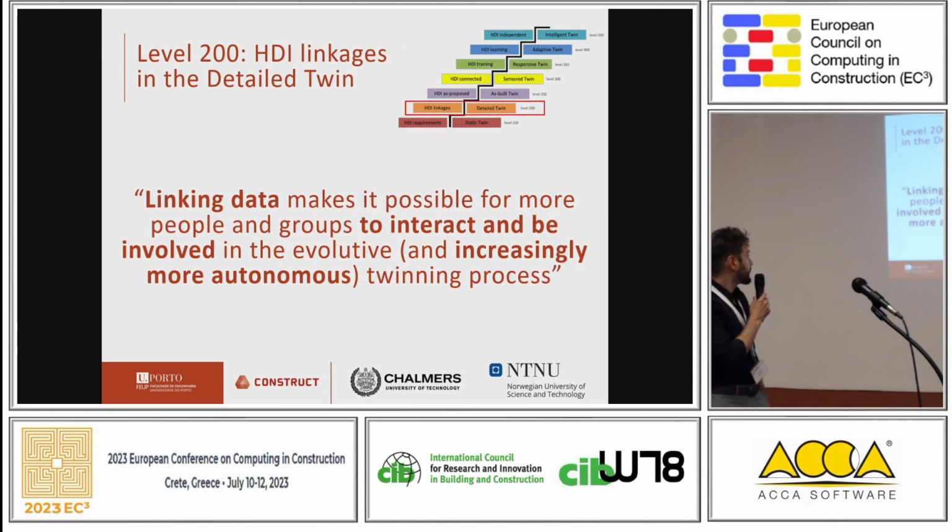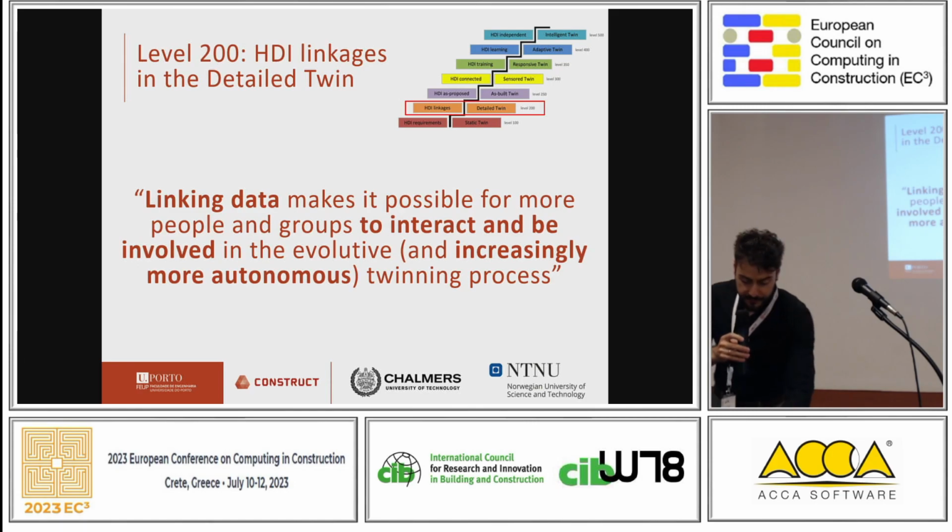In the second level, where we have the detailed twin, where we start adding more and more details and we make our digital twin much more nuanced, we have what we call HDI linkages, where after we understand the requirements for human data interaction, then we understand the different things that connect the different parts of this whole process, right? And that way we want to facilitate the interaction and involvement of the whole twinning process.